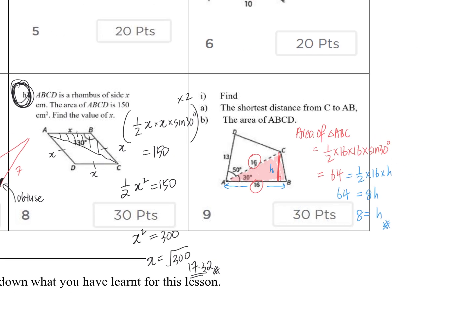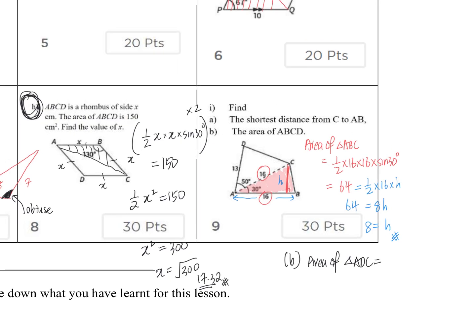Area of ABCD. So which angle? Oh wait, the area. Okay, so you need to find the height. And what's the formula? Area equals half ab sine C. So you tell me what's the area of ADC first. Half times 16 times the height, 8, gives 64. No, we don't need the height. Remember, now it's 2 adjacent sides and 1 included angle.